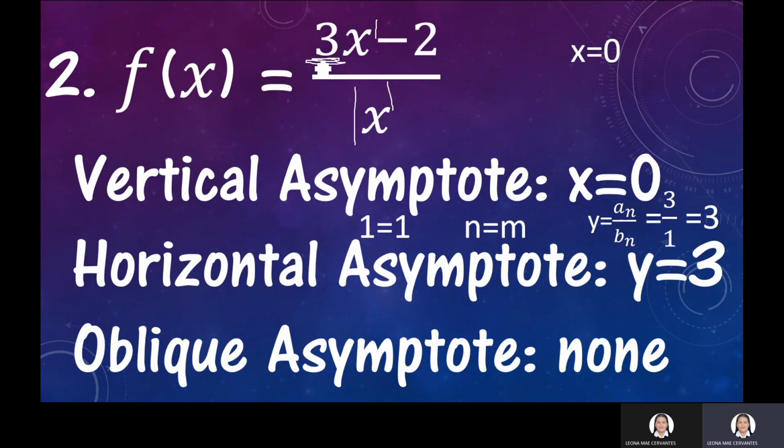Then, if n is equal to m, y is equal to a sub n over b sub n. Coefficient ng numerator is 3. Coefficient ng denominator is 1. So, a sub n equals 3. B sub n equals 1. So, 3 over 1 or 3. Horizontal asymptote, y is equal to 3. Oblique asymptote, since meron tayong horizontal asymptote, oblique asymptote, none. Okay? Next.